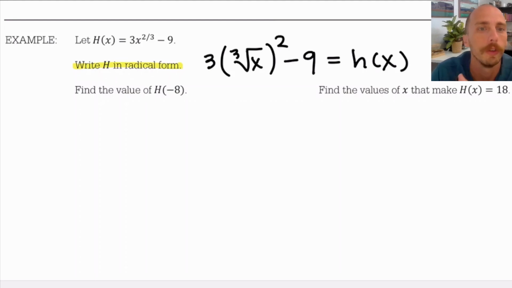And then you find the value of h of -8 and the values of x to make h of x equal to 18. And then you can check your work against mine, because I'm just going to bring them in in 3 or 4 seconds.